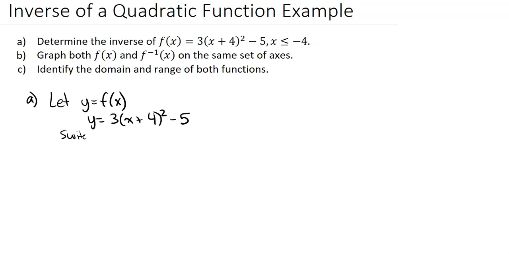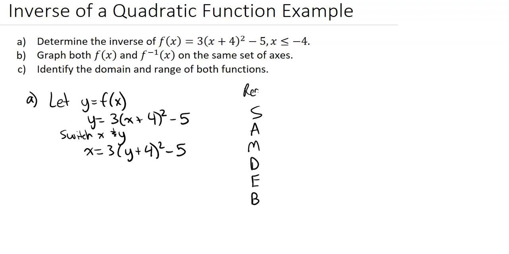We're now going to switch x and y. And so what we're going to get is x equals 3 (y plus 4) all squared minus 5. To rearrange an equation, we do the reverse order of operations, and that is SAMDEB, because BEDMAS is the normal order of operations if we're solving for a number, but here we're trying to do the reverse order to rearrange it. We're not solving for a number.